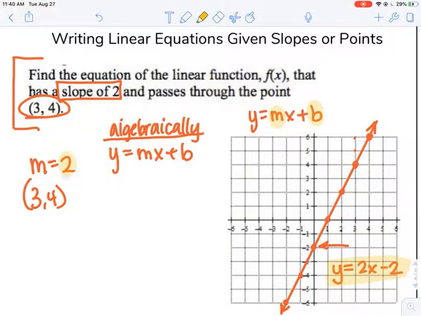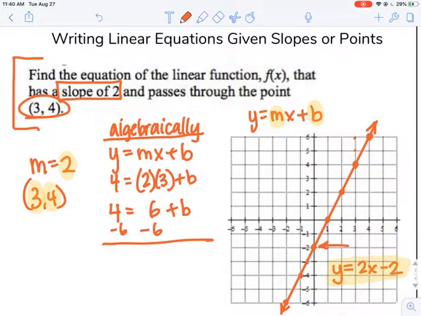So in this case, we know m is 2, so I'm going to substitute in m. I know that x is 3, so I'm going to substitute in x. And I know that y is 4, so I'm going to substitute in y as 4. Then I'm just looking for my b here. So I have 4 equals 6 plus b, subtract 6 on both sides. We get negative 2 equals b. What we can see is that aligns to the negative 2 that we got from the graph. If it was a fraction or something, it might be a little bit more difficult to tell on the graph, and so algebraically we can help out.